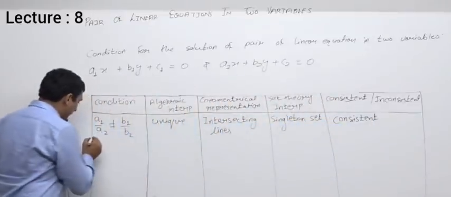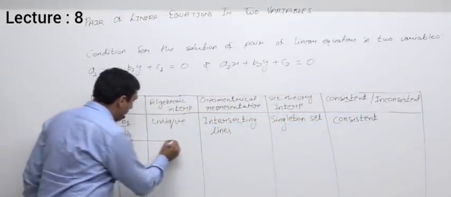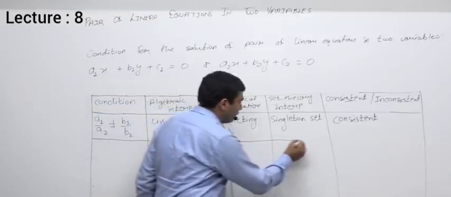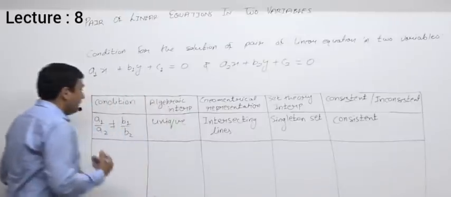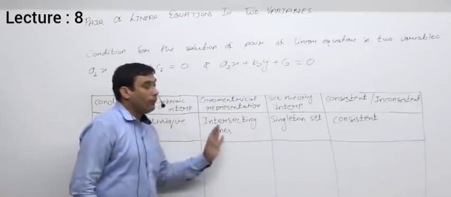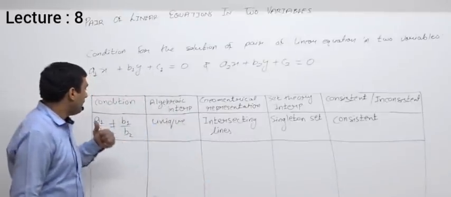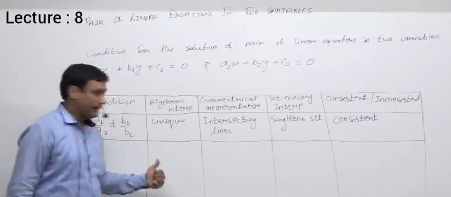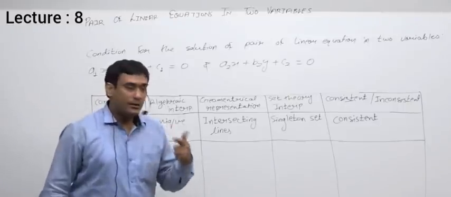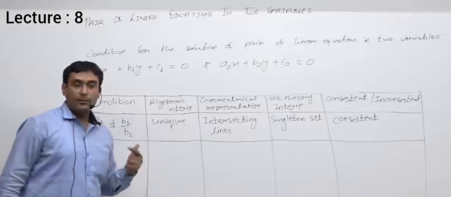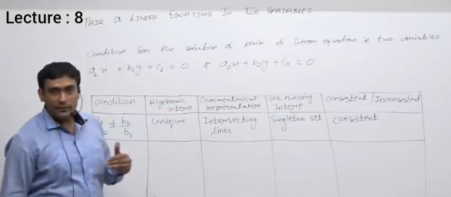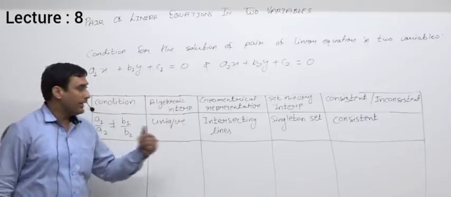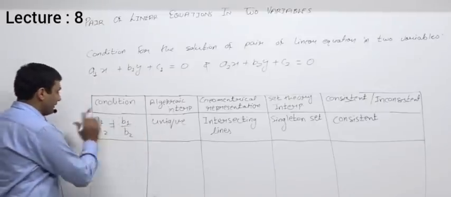Okay, so if we have the condition that a1 upon a2 is not equal to b1 upon b2, we get these four simultaneously. That means lines will be intersecting, and the solution will be unique. In terms of set theory, we'll get a singleton set. Then in terms of consistent or inconsistent, we'll get a consistent set. Now this is the first condition.